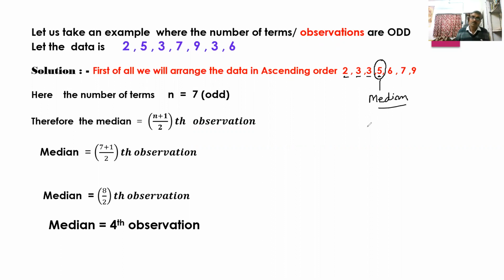It means median is what? Median is 5. Therefore, median is 5, right?